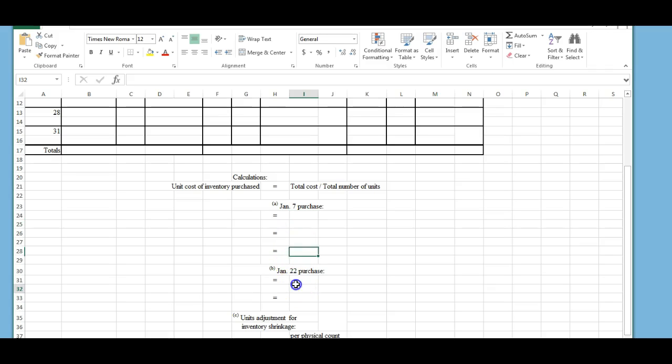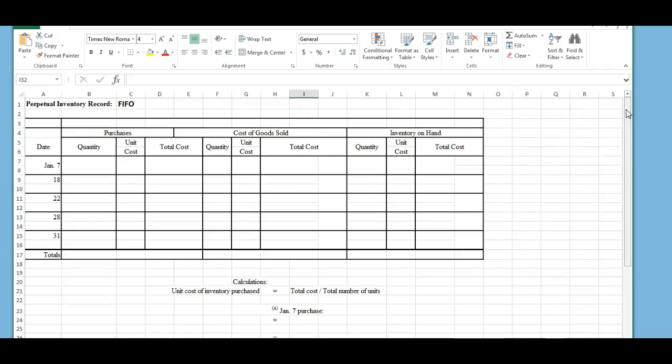And then January 22nd, there's another purchase, and all you do is take the total amount that they purchased the units for and divide it by the number of units to come up with your unit cost. So that's just a hint there. Your cost of goods sold, you're going to record, for instance, on the 18th, when they sold 40 units of software on account for 2,625.